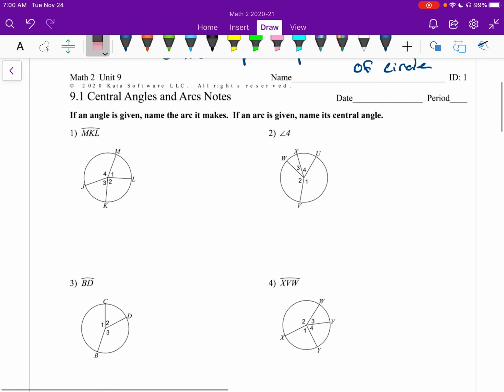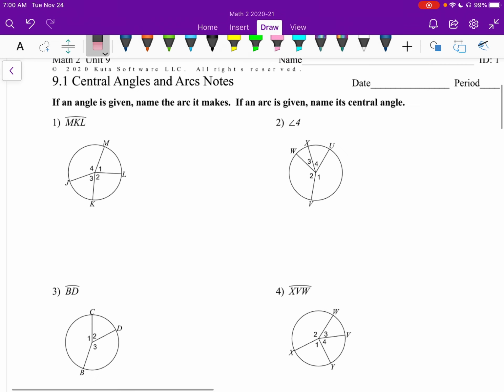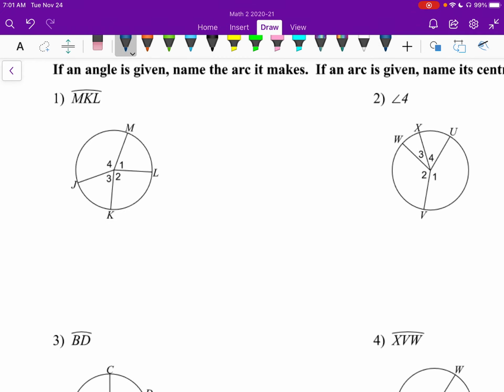So, the actual problems. If an angle is given, name the arc it makes. If an arc is given, name the central angle. One more thing that I didn't say: a major arc is almost always described with three letters. So here we have MKL. We start at M, and then we hit K, and then we hit L. So we have to go that way around. So MKL is a major arc.